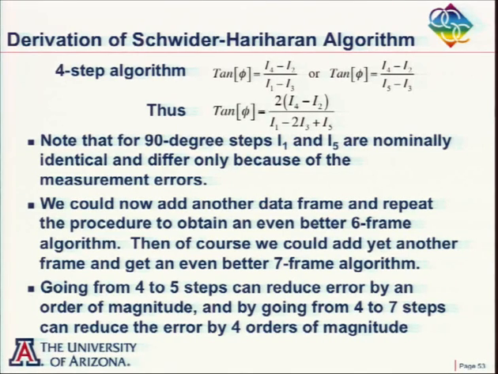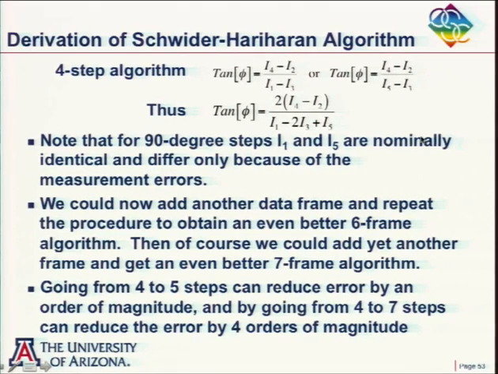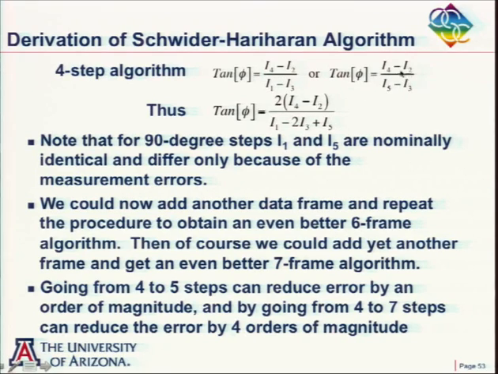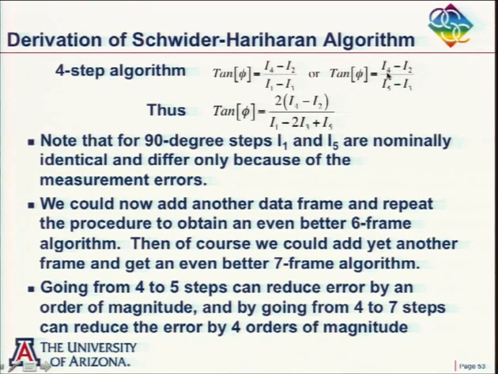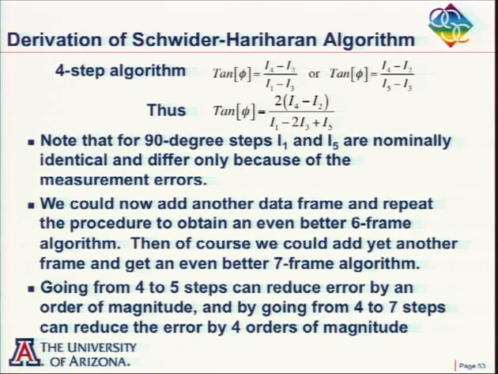Now, if I do another frame of data, instead of taking 4 frames, I'm going to take 5 frames. I first use the first 4 in this calculation. Here I'm going to use the last 4. And so the tangent of the phase becomes I4 minus I2 divided by I5 minus I3. And if we think here for a second, if these were really 90-degree steps, I5 would be equal to I1, because we've gone through 2 pi. But if it's not exactly 90-degree steps, it'll be a little different.